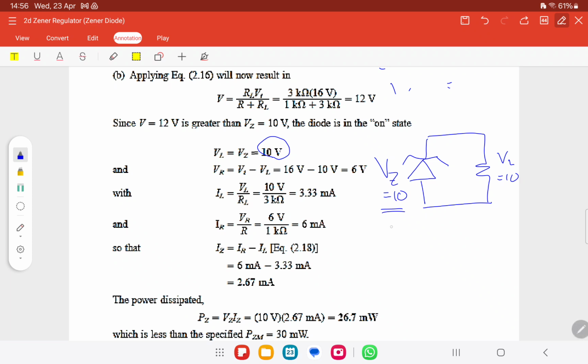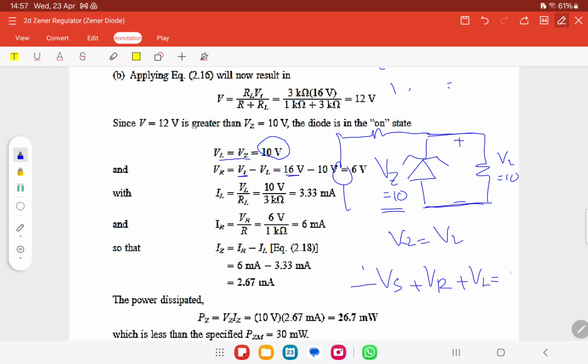Okay, so once dah dapat VZ equals to VL. Kat sini pun ada tulis VZ equals to VL because it is parallel here. Okay, so dia sama point, so must be same value. So from here, V1 is the supply. 16 ni supply. Sebab dia ada kat sini kan, dia ada resistor. So here is the supply. Okay, kalau buat KVL, minus VS plus VR plus VL equals to VL atau VZ sama je, equals to 0.